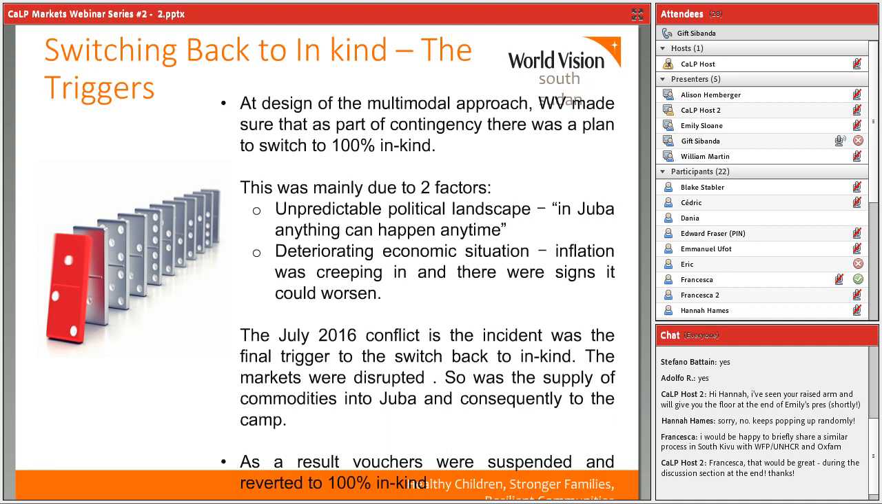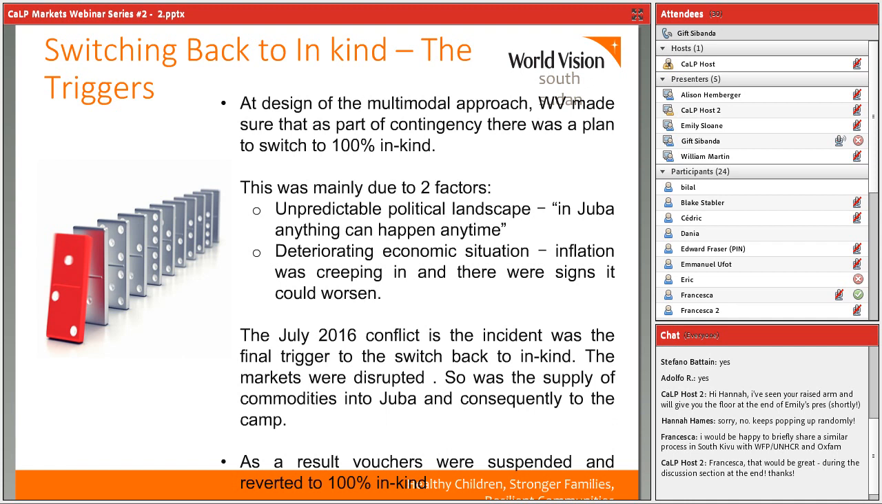At design, because of the fragile complexity of the area that we operate in, which is South Sudan, we always made a provision that as part of the contingency, there would be a plan, should things change, to move to 100% in kind. And it's one of the things that we would recommend if you are designing a project in a fragile context, to be able to move back to what works at that particular time. There were two things that we looked at. It was the unpredictable political landscape in Juba. In this kind of context, anything is possible anytime, and it can happen anytime and anywhere. So while we were designing, we kept that in mind.